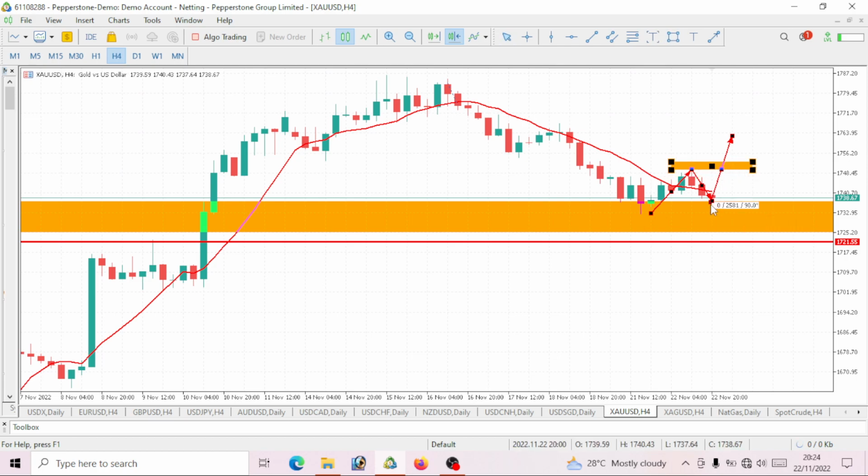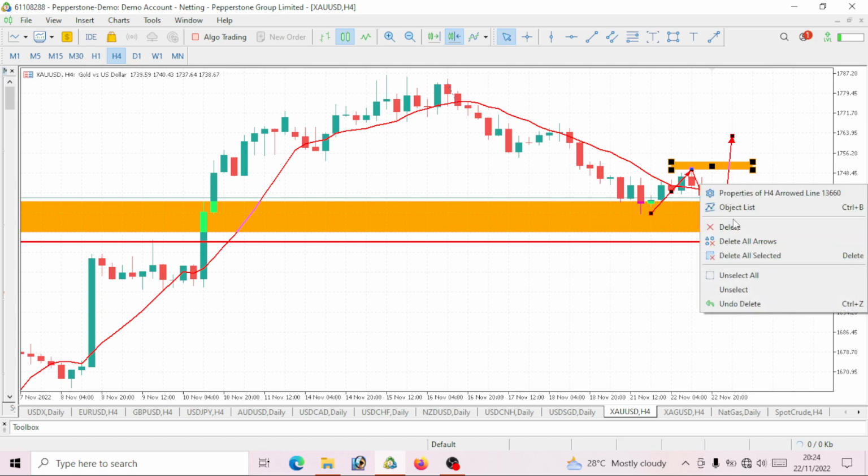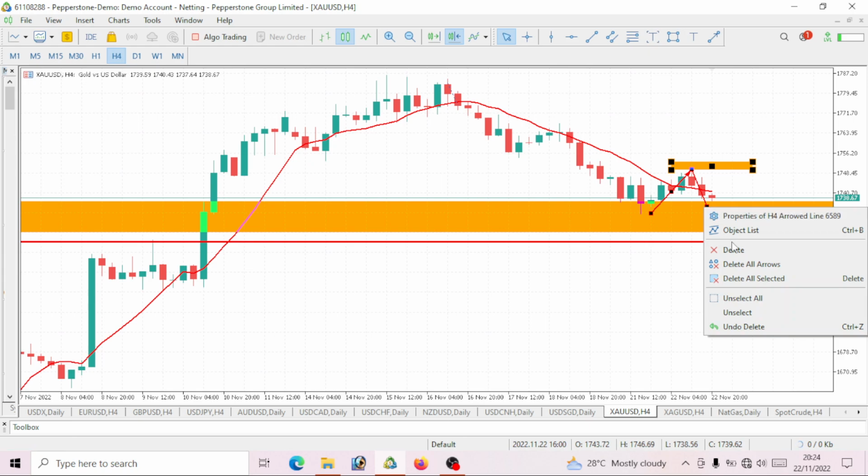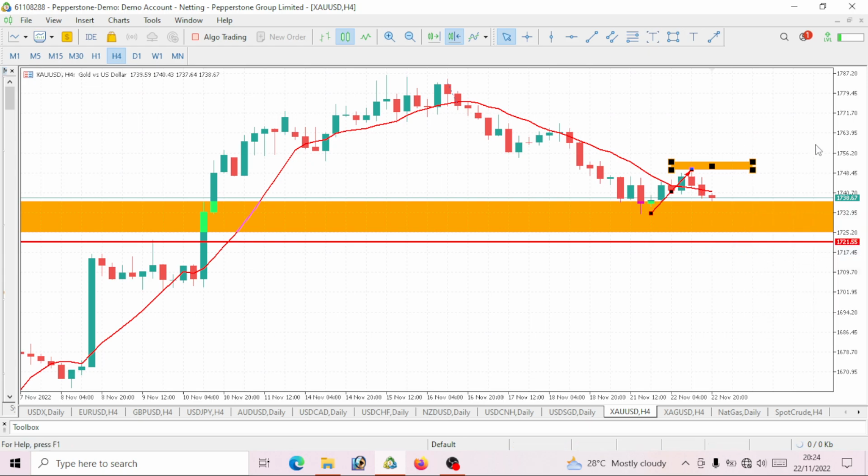But in case gold eventually drops, then we would see it drop to this level of 1721 before it pushes up. So there are two levels where gold will give us that bullish move. One, it either gives us a bullish move at the level of 1738, where it currently is, and continues its bullish move, or it drops further down to this level of 1721 before we go bullish.